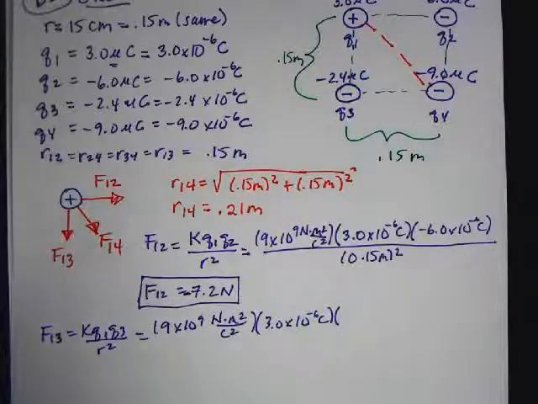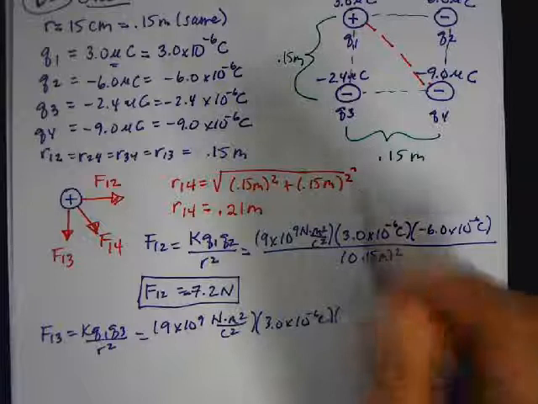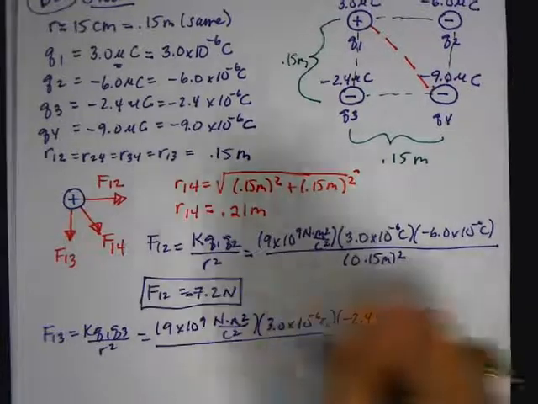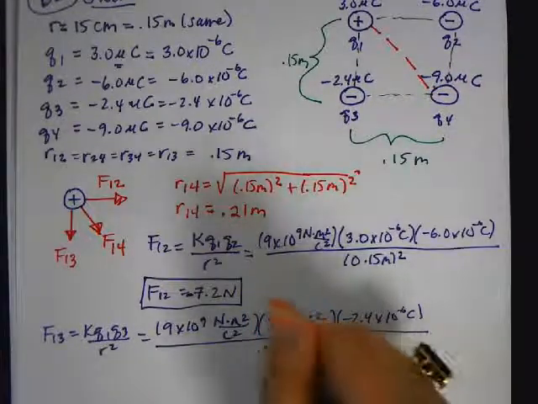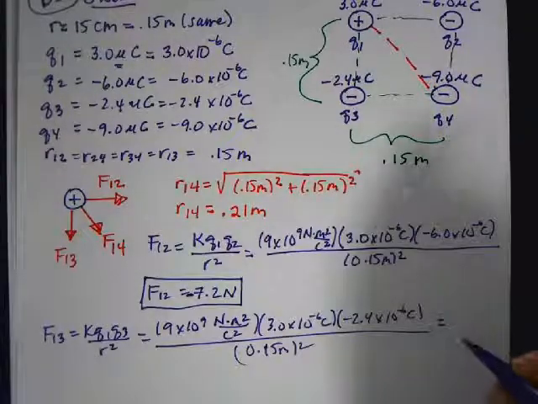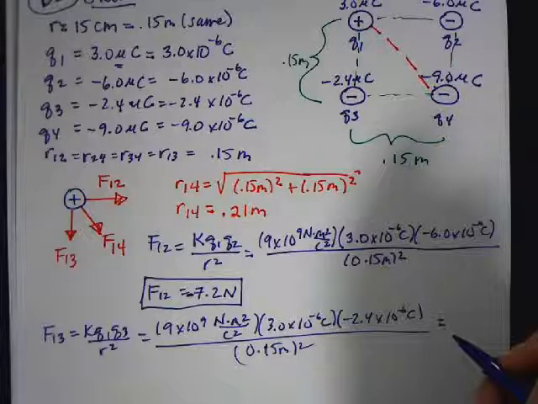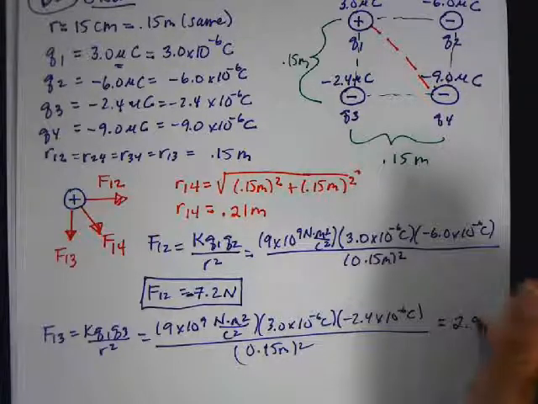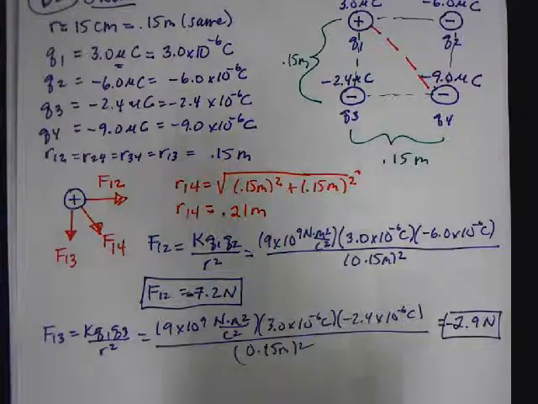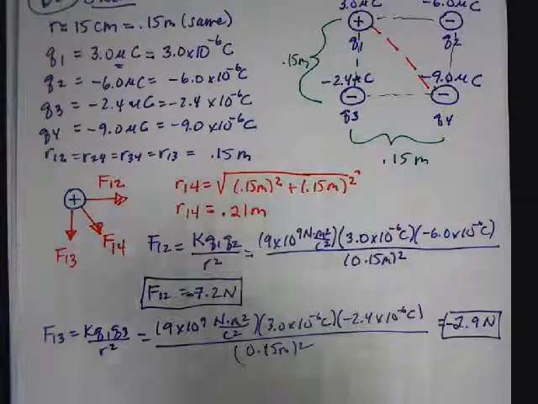So F13 is negative 2.4 times 10 to the negative 6 coulombs divided by 0.15 meters squared. When you do all this, it should come out to be 2.9 newtons. And again, the negative sign doesn't tell you the direction, it just tells you if it's attractive or repulsive. And then the last one we're going to do is F14.